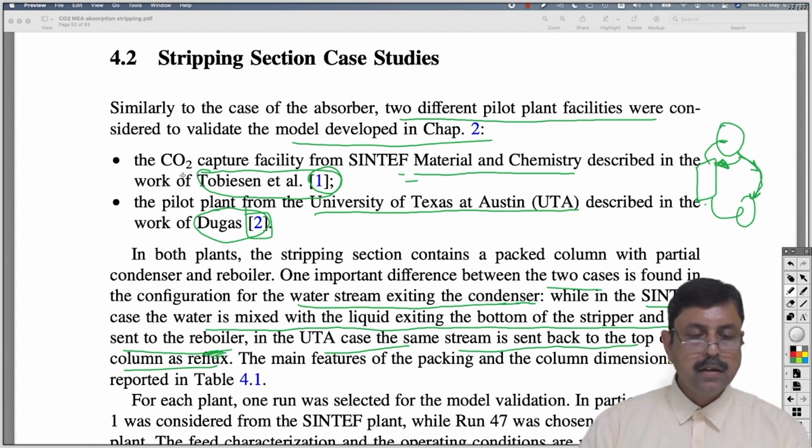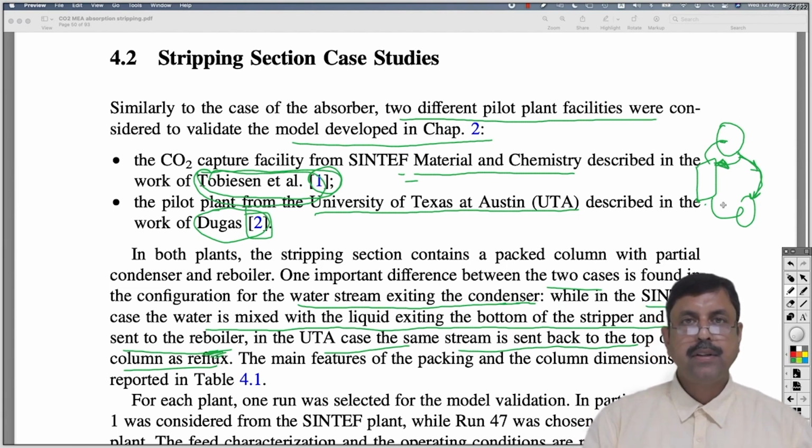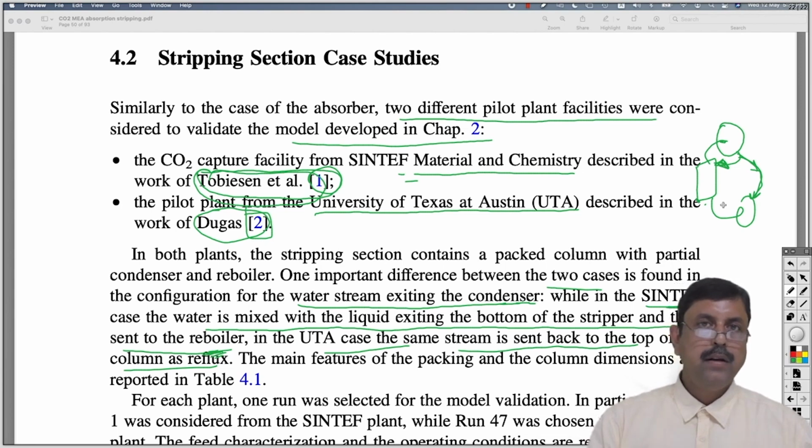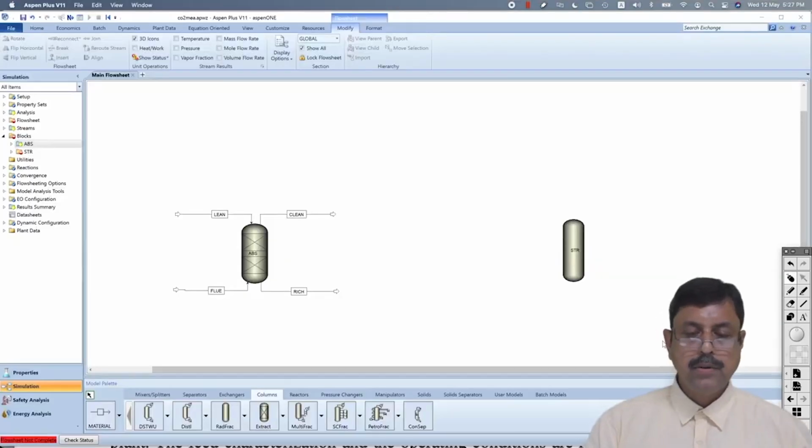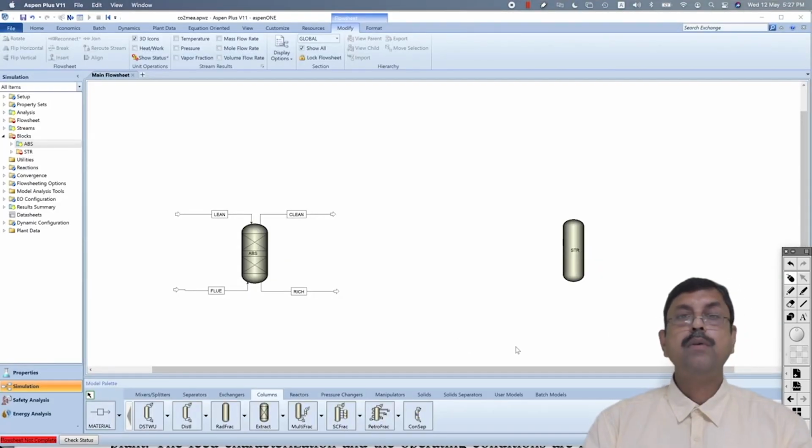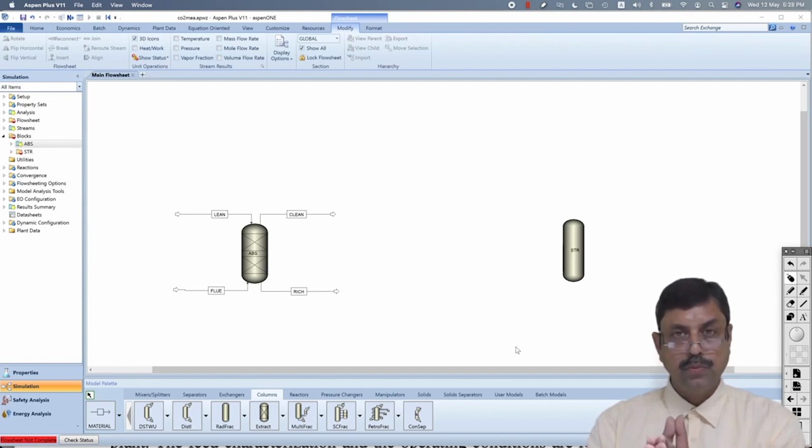Now we will choose this one, Tobiasen et al. Okay. Now again, why we are choosing it? Just for the sake of it. When you do the practice problem, you can choose Dugas reference also. Go back to simulation.